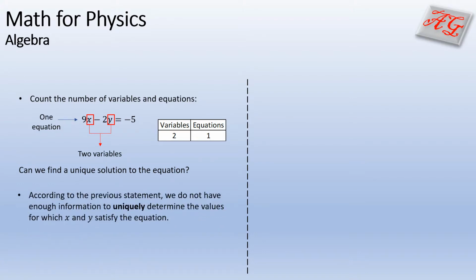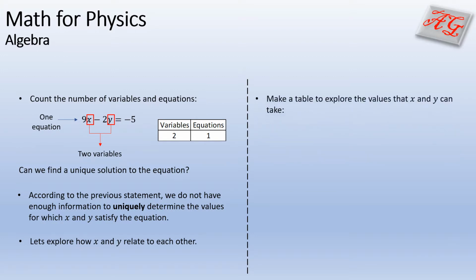This is the dilemma that we find in the first case that we mentioned, about having more variables than equations. So let's explore how x and y are related to each other. To explore how x and y are related, let's make a table of how x and y behave when we choose several values of x. Now, before making the table, let's rearrange the equation such that we have y isolated on one side of the equation. And when we rearrange the formula, we now get that y is related to x by the equation y equals 9x plus 5, and everything divided by 2.